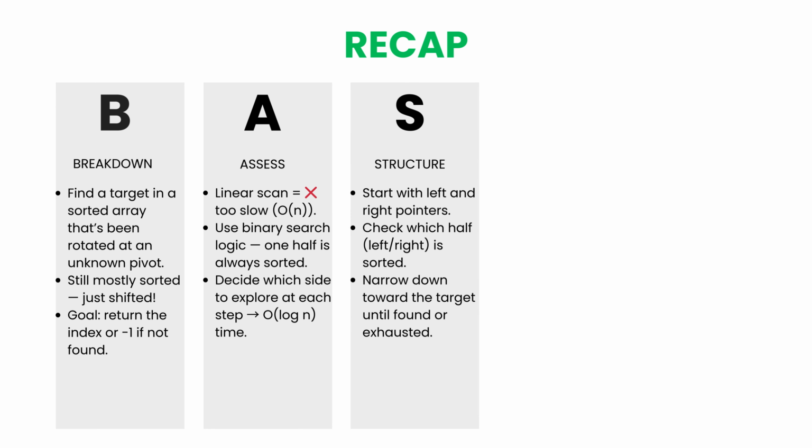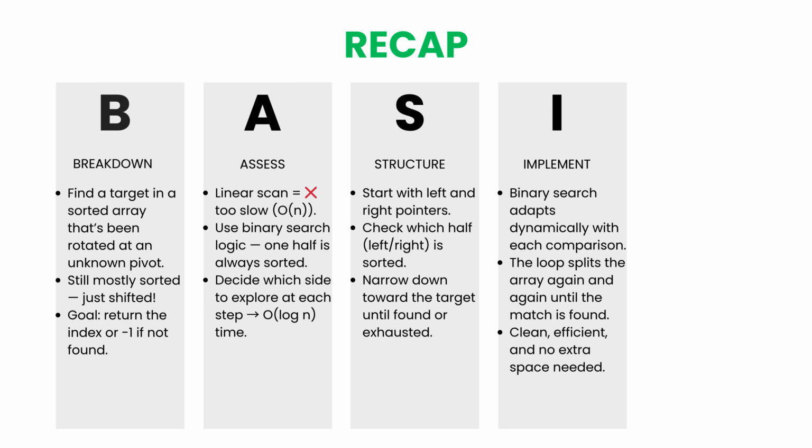Structure recap. The solution's flow revolves around 2 pointers, left and right. We repeatedly find the midpoint, check which half is sorted, and decide where to move next. If the target falls inside the sorted range, we search that half, otherwise, we shift to the other. Each step cuts the search space in half.